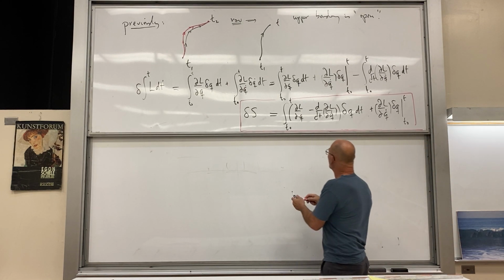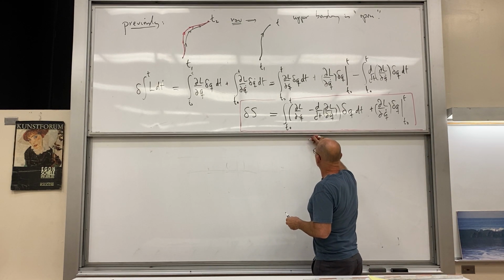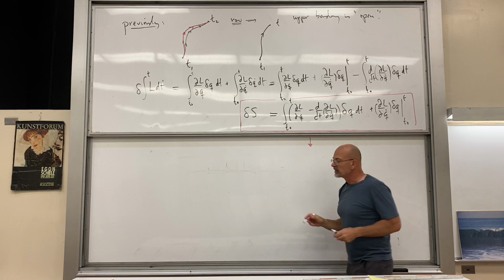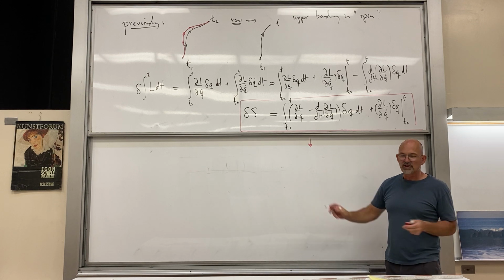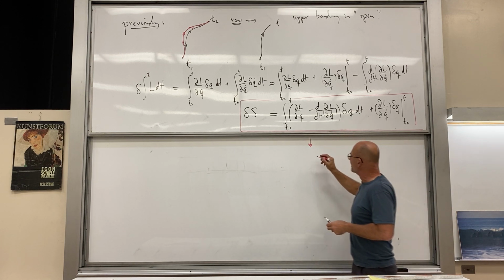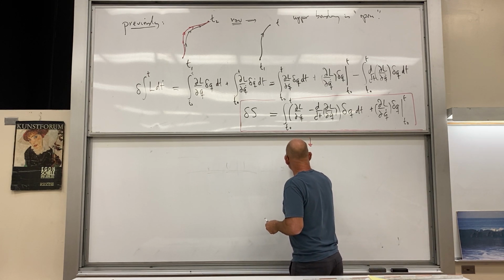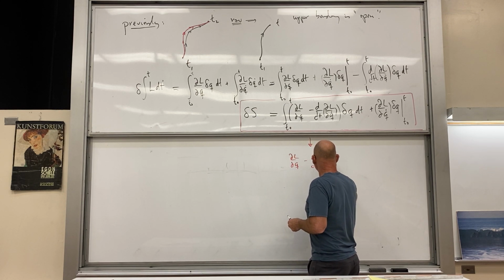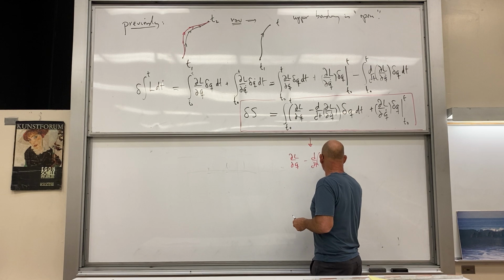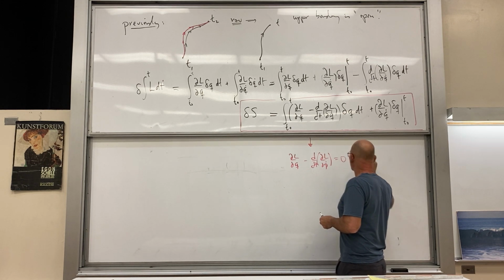So from this part, we don't have to redo the fundamental lemma of the variational calculus or anything. This one gives us ∂L/∂q minus d/dt of ∂L/∂q̇ equals 0. Okay, so that much we know.